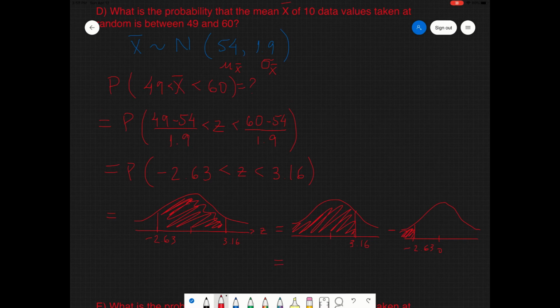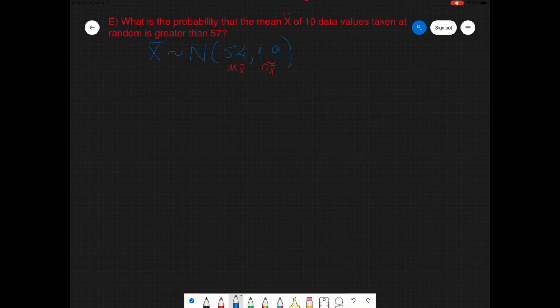Looking up these values in the standard normal distribution table, we have that the area to the left of 3.16 is equivalent to 0.9992. And we're going to subtract from that the area to the left of negative 2.63, which corresponds to 0.0043. So the result is 0.9949.